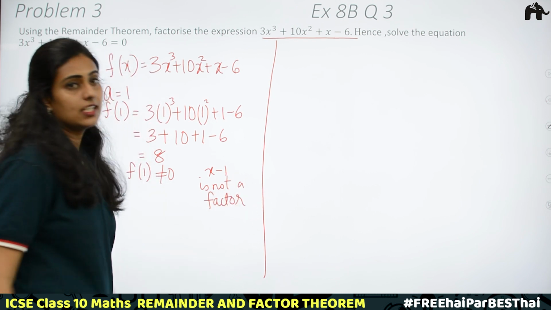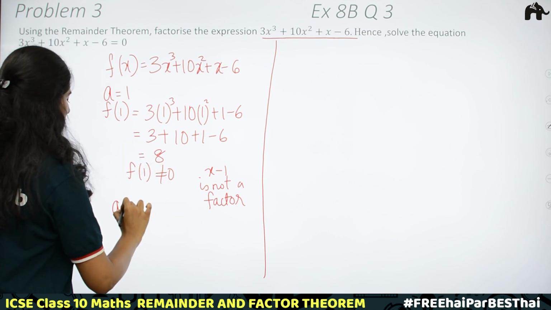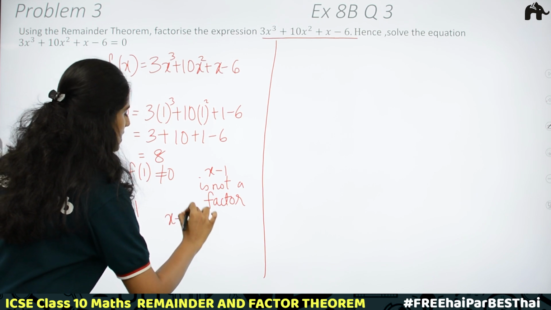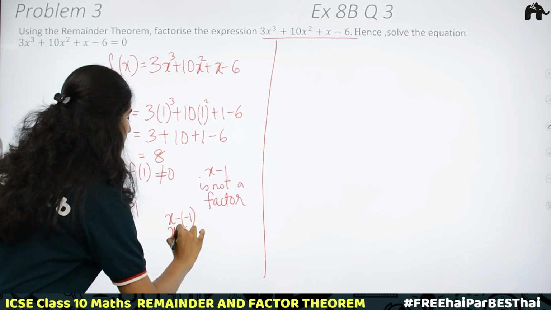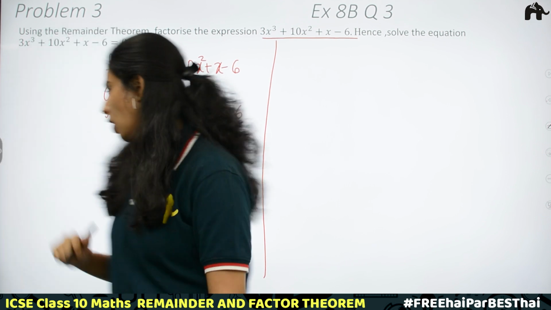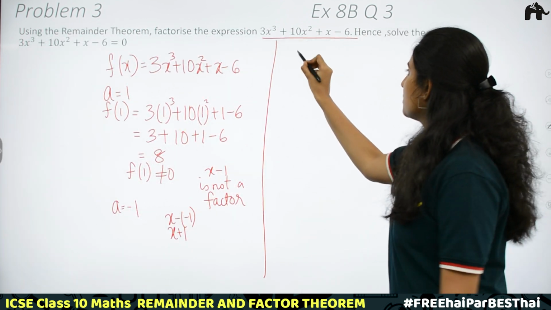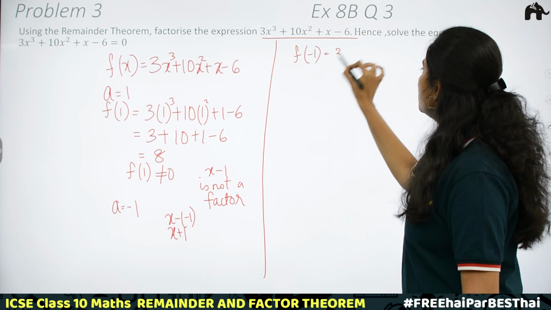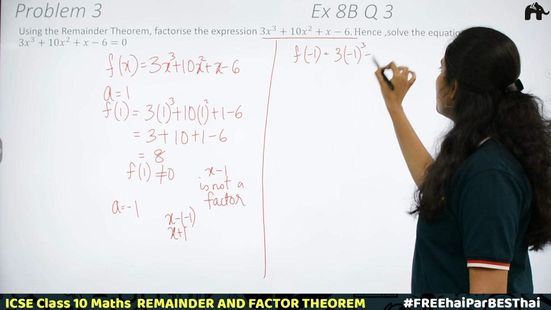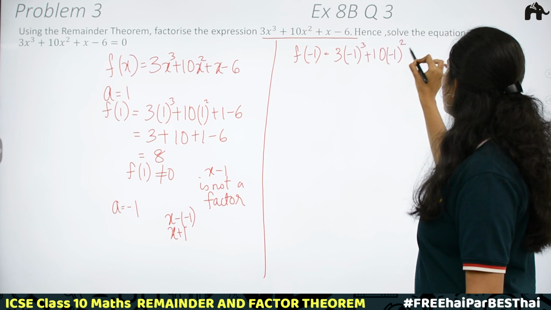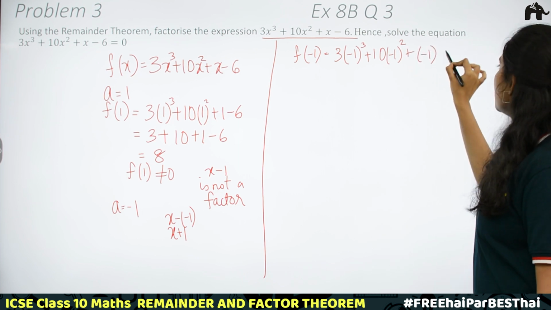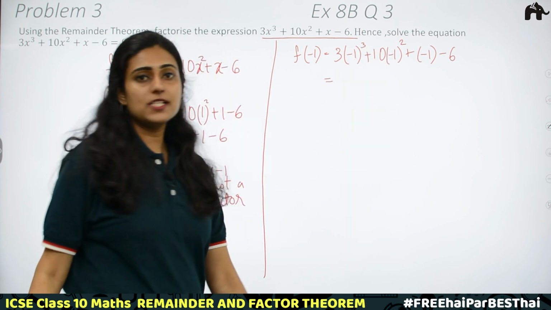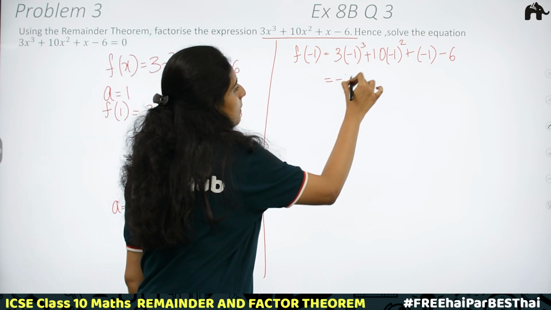Okay. Now, let's try with minus 1. When a is equal to minus 1, we need to find if x minus of minus 1 is a factor, that is, if x plus 1 is a factor or not. Okay, for that we'll substitute minus 1 in place of x. F of minus 1 is equal to 3 into minus 1 cube plus 10 into minus 1 square plus minus 1 minus 6. Okay, that is equal to minus 1 cube is minus 1 into 3, minus 3.